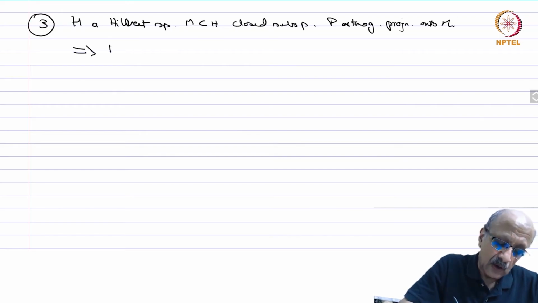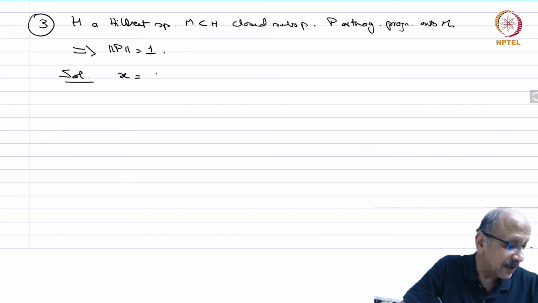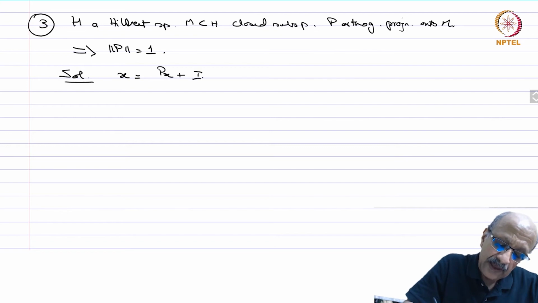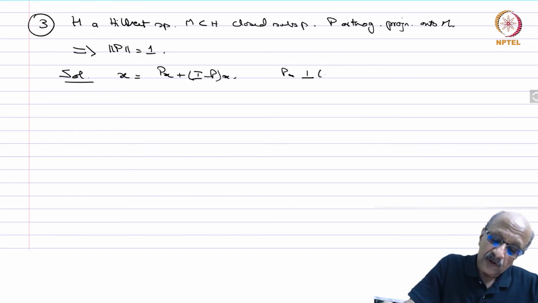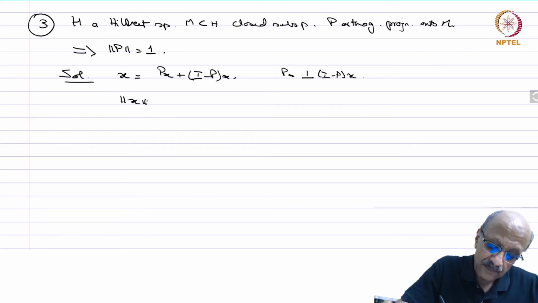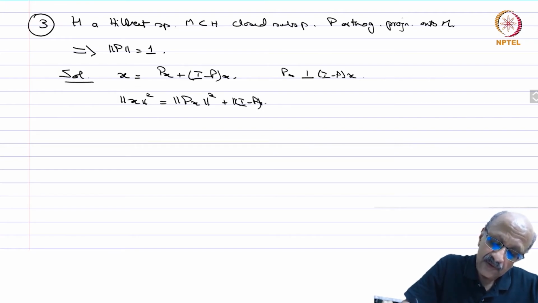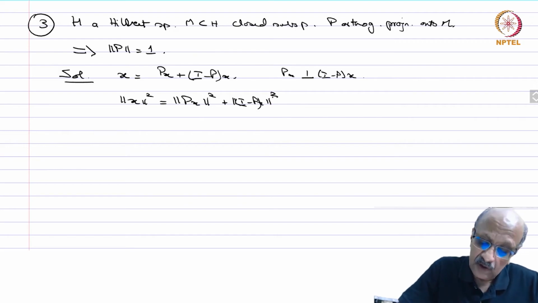Then this implies that norm P equal to 1. Okay, so solution. It's an orthogonal projection. So x can be written as Px plus (I minus P)x, and you have that Px is orthogonal to (I minus P)x because it's an orthogonal projection. Therefore norm x squared equals norm Px squared plus norm (I minus P)x squared. The cross term will not exist. In other words, this is a version of the Pythagoras theorem.